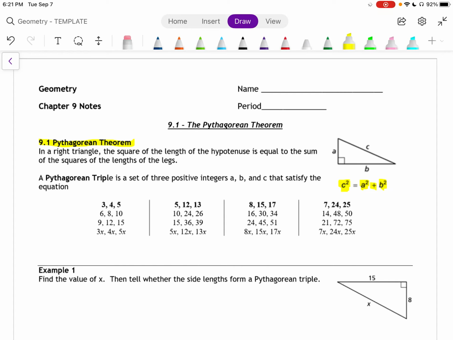Normally it's written backwards as a squared plus b squared equals c squared. It can be written either way though. A Pythagorean triple is a set of three positive integers, normally called a, b, and c, that satisfy the equation, right? So anytime we have a right triangle, it follows this rule. But there's some special right triangles that follow this rule and have nice side lengths, integer side lengths.